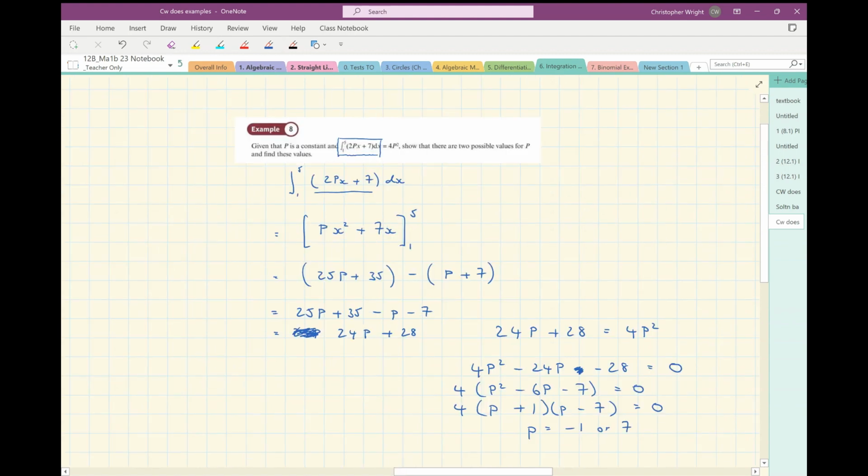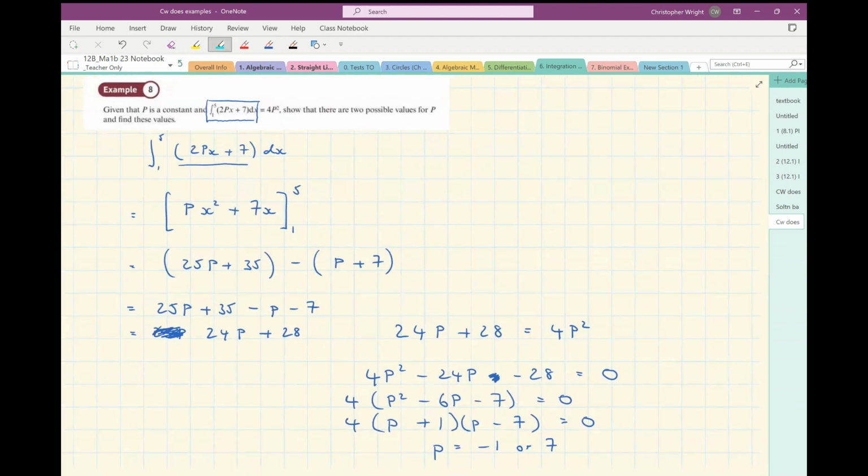Let's look at the question. Given that this is true, show that there are 2 possible values for p and find those values. I think we've done that. That's example 8 complete.